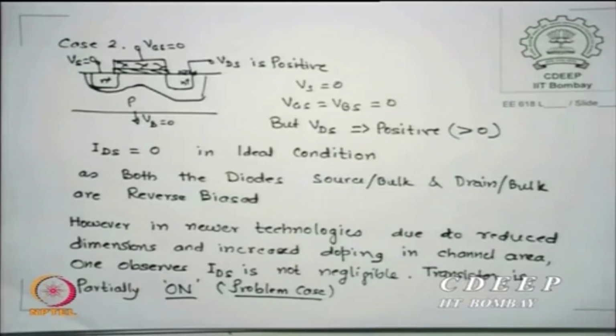VGS equal to 0 normally one believes the device is switched off, but if VDS exists there will be a leakage current which is essentially always available. So this is another problem which digital people are more worried about, not that we are not worried. This is an issue which we will not deal with too much in analog designs, okay.